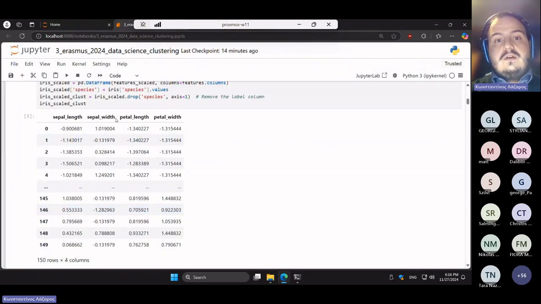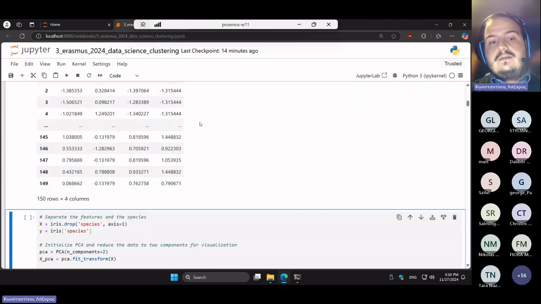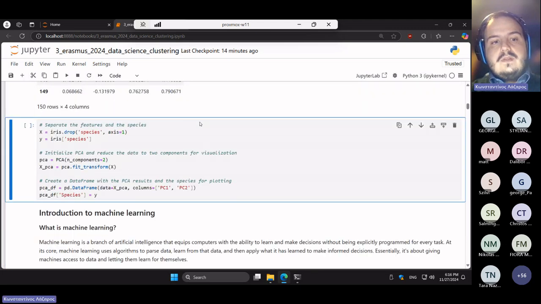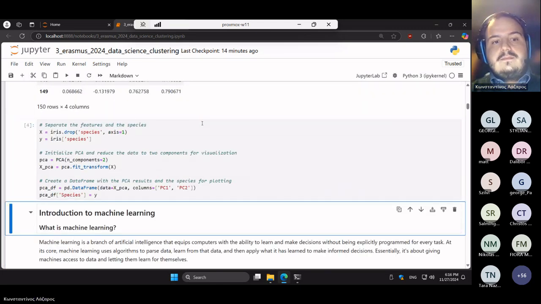What you will notice here is that we do not have the species column. We are going to explain why that is in a bit. And then, of course, we can also keep it and also create our PCA.